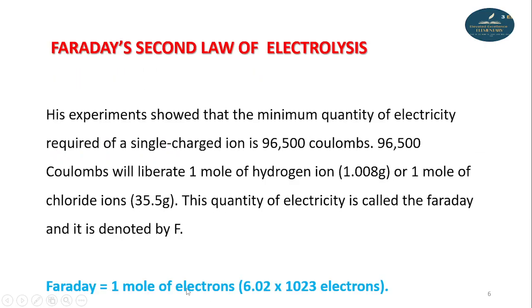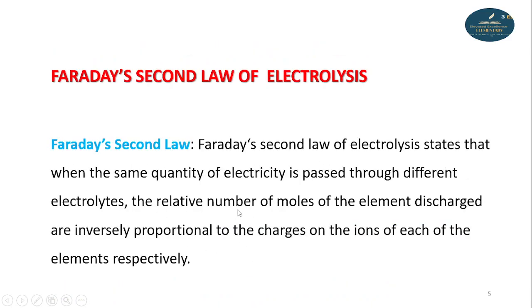So now let's take, we have here that Michael Faraday's experiments showed that the minimum quantity of electricity required to discharge a single charged ion is 96,500 coulombs. So based on this statement here, we have that when the same quantity of electricity is passed through different electrolytes, what do we have here?